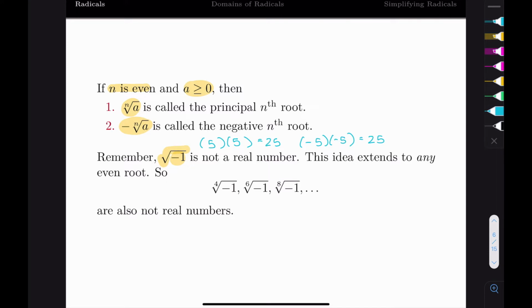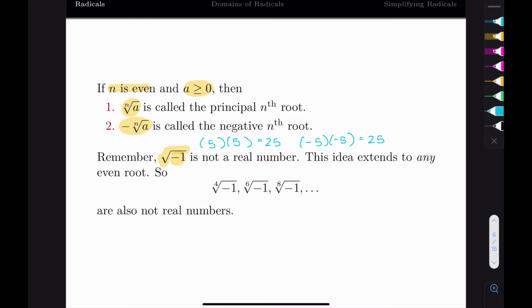So there's no way I could put a number, times it by itself an even number of times, and get a negative in there. So these are not real numbers. We're going to see that they're imaginary towards the end of this unit. But this is something we have to keep in mind. We really want to be working with real numbers. So a square root can't do that. A fourth root can't do that. A sixth root, an eighth root, any even number, you cannot have negative values underneath the radical.